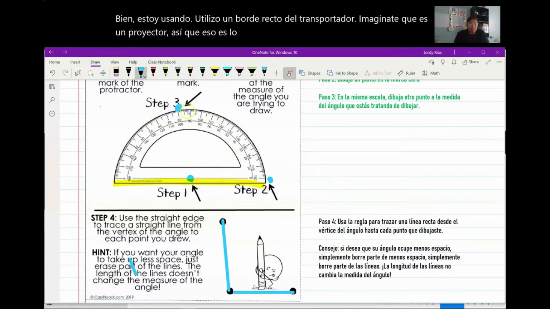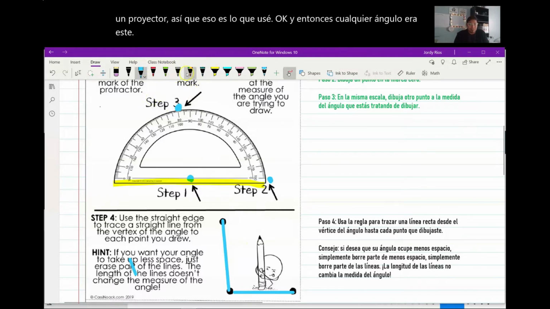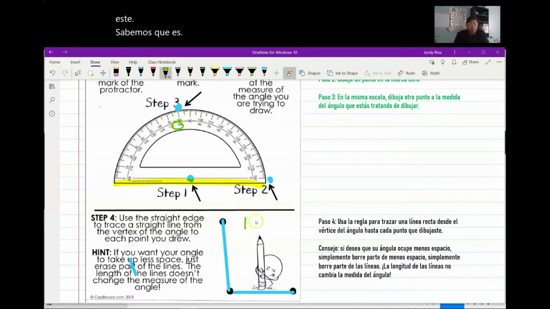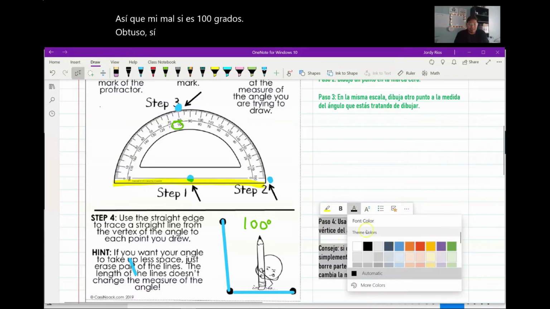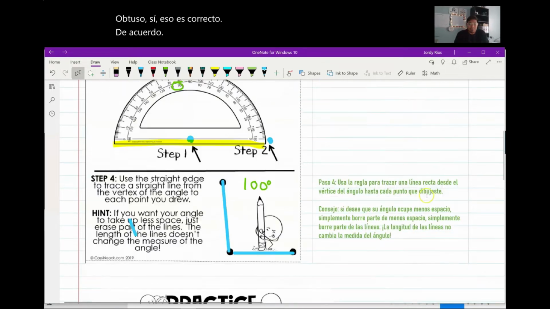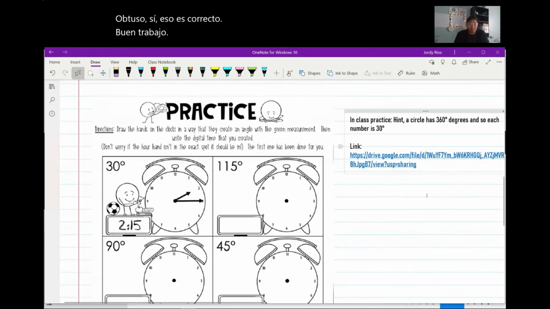And then what type of angle is this? We know it's 100 degrees. So if it's 100 degrees, what type of angle is this? Obtuse, yes, that is correct. Good job. Let's go ahead and look at some practice.